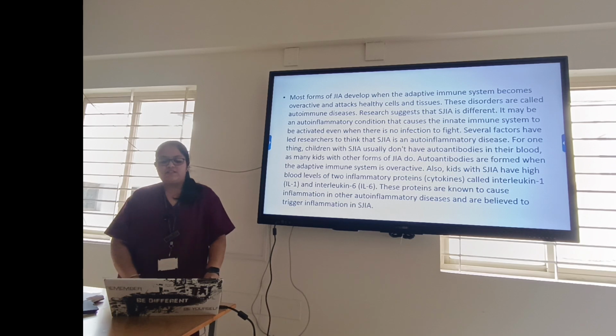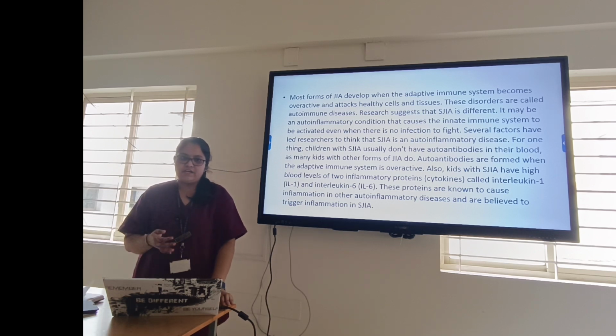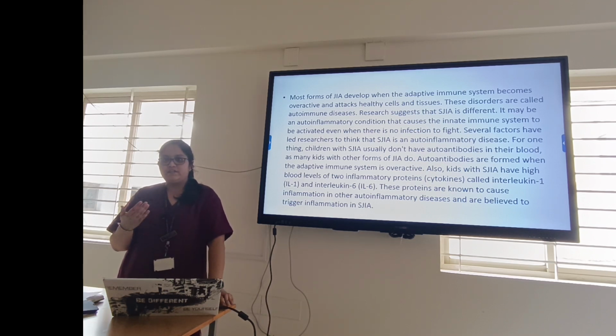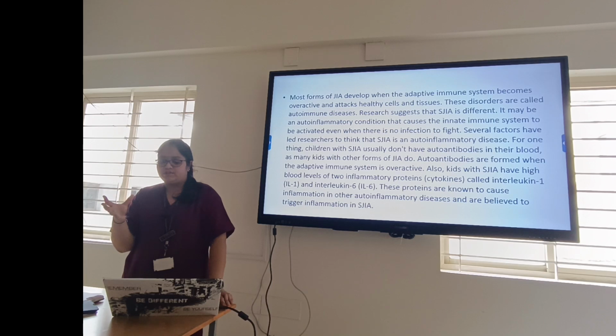So most forms of JIA that have developed involve the adaptive immune system, because it is overactive and attacks the healthy cells as well as the tissue. So this disorder is called an autoimmune disease. But SoJIA is comparatively different. It is called an auto-inflammatory disease condition because the innate immunity here becomes overactivated, even in cases when the body is not under stress or there is no infection or any condition where the immunity has to be activated. And that too, it is the immunity that is acquired at birth. So that's why it's called an auto-inflammatory disease.